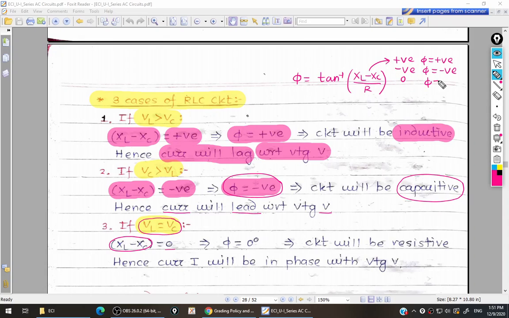Your phase angle will be what? 0 degrees. And in that case, we know that when your phase difference is 0, your circuit is purely resistive circuit. And for a purely resistive circuit, voltage and current are in phase. So these are the three different possibilities in your RLC circuit, and they will depend upon this VL and VC, voltage across inductor and capacitor.